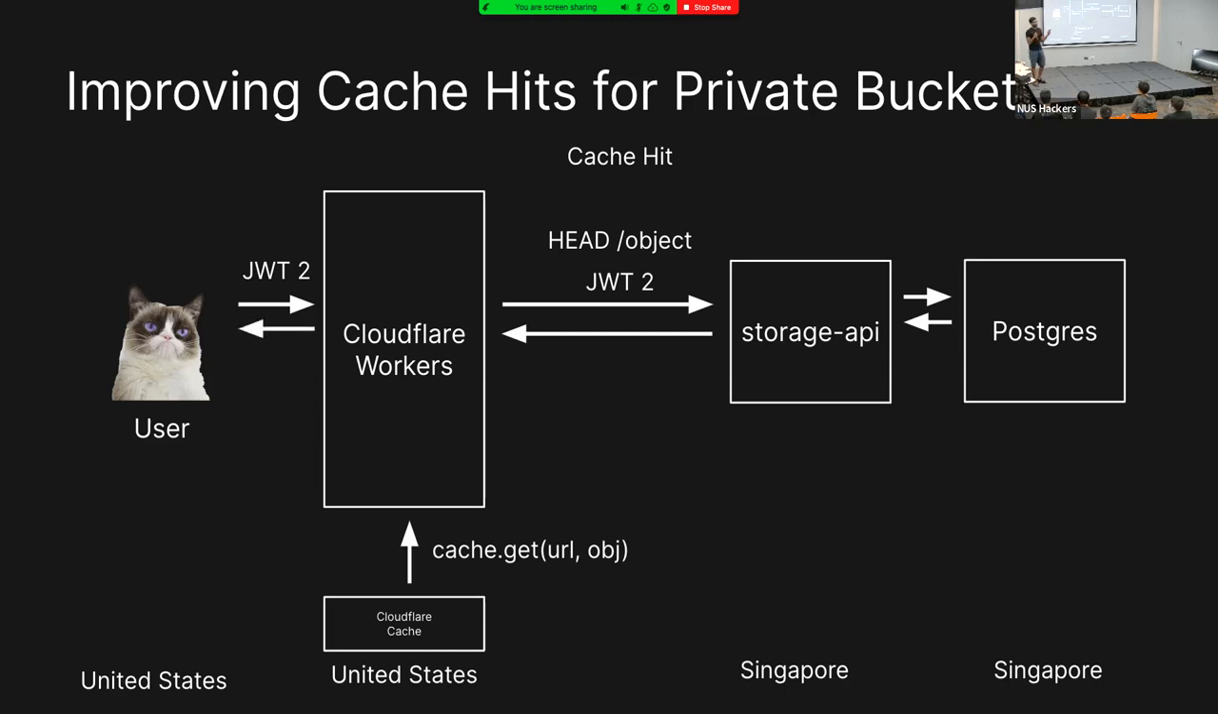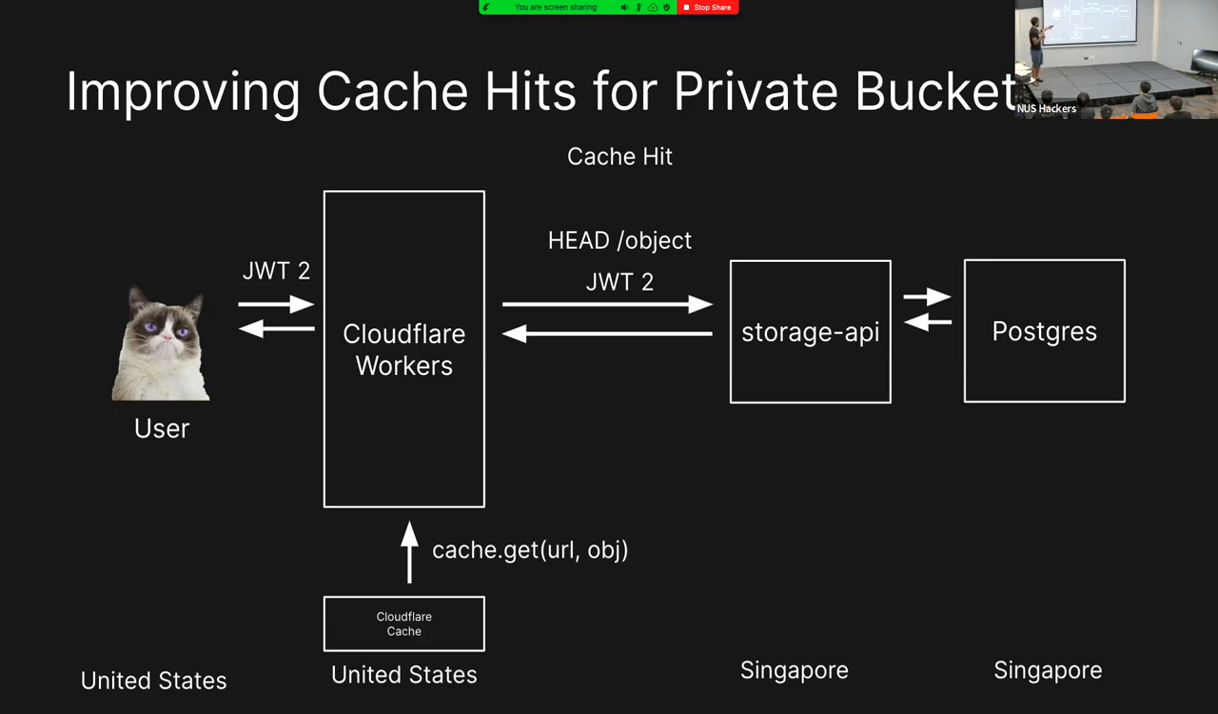It's still not as fast as your public buckets because it still needs to go back all the way to the origin, but you get the best of both worlds where you can check permissions on a per user level in your database, but you also make use of the cache, which is there locally in the CDN.